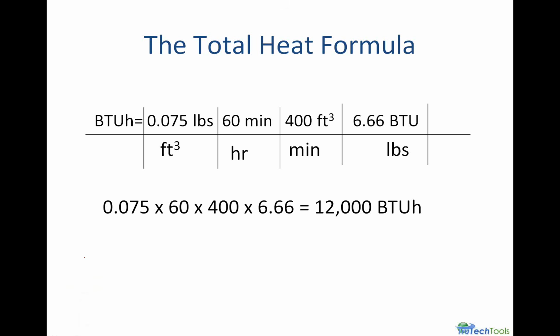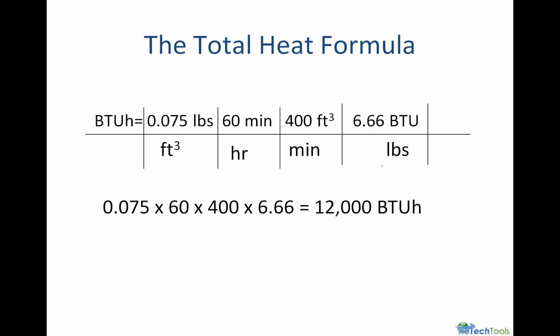I just want to show you how the units cancel out, but this is BTUs per hour. This is 0.075 pounds per cubic foot. This is the density of air: a cubic foot of air weighs 0.075 pounds. 60 minutes per hour cancels out the BTUs per hour, because we have airflow in CFM. This is 400 feet cubed per minute. And then our enthalpy change would be 6.66 BTUs per pound.